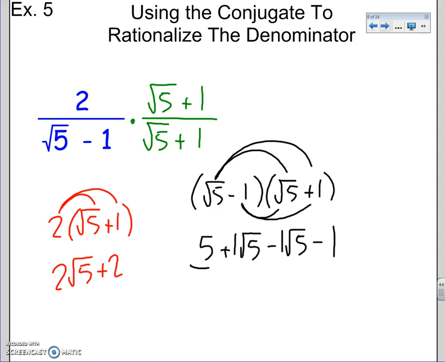The real part, or the whole part, 5 minus 1 is 4. Now, positive 1 root 5 minus 1 root 5, they cancel. The reason why we use a conjugate is because that gets rid of all the square root signs or any root signs on the bottom. See, my bottom's now a simple, nice 4. So my answer, when I put them back together, is 2 root 5 plus 2 over 4.